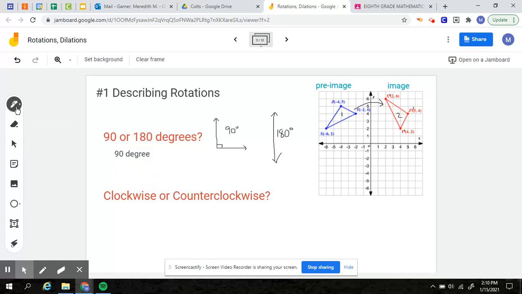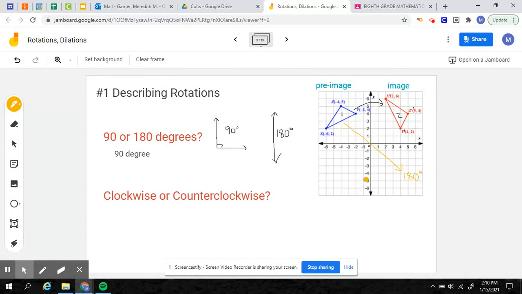I'm going to use my yellow pen here to show you what a 180 would look like. So if we went totally opposite, so the top left corner to the bottom right, this is the quadrant it would have to be in for it to be a 180-degree turn.